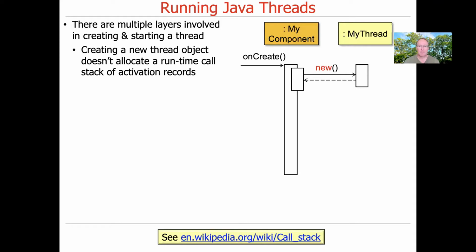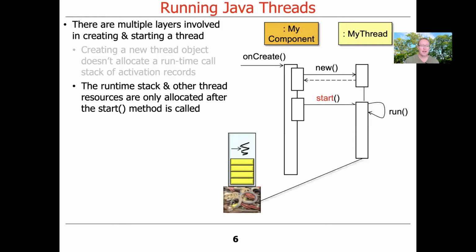When you create a new thread object, when you say new MyThread, that doesn't allocate a lot of resources. It just allocates an instance that's capable of being used to allocate the more detailed and more expensive resources. In particular, a call stack will be allocated when start is called, but not at the beginning. The runtime stack and other resources for the thread are only allocated after the start method is called. So when you call start, then things start to run. Again, I'm showing the machinery here down below, supposed to be gears that run and do things.